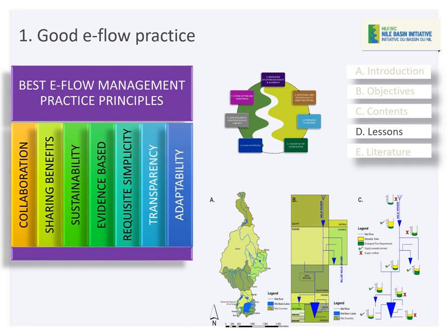Okay, and in the context of the development of the environmental flow framework for the Nile Basin, these best practices were summarized into these 7 pillars for the environmental flow framework, where we consider the importance of collaboration, working together, sharing the benefits of the resources with the stakeholders and those communities who are affected by development directly, ensuring sustainability and managing towards sustainability.